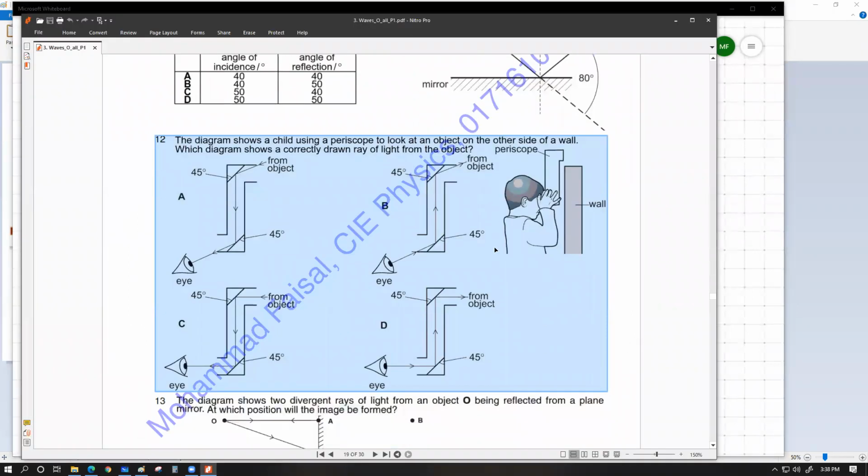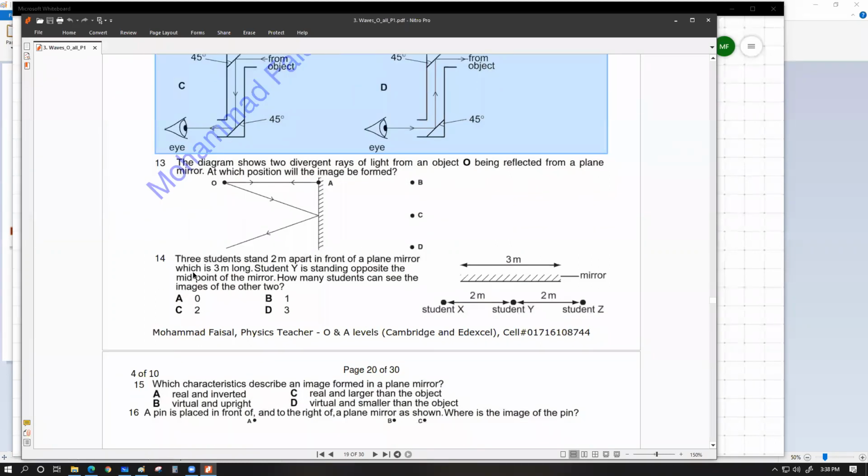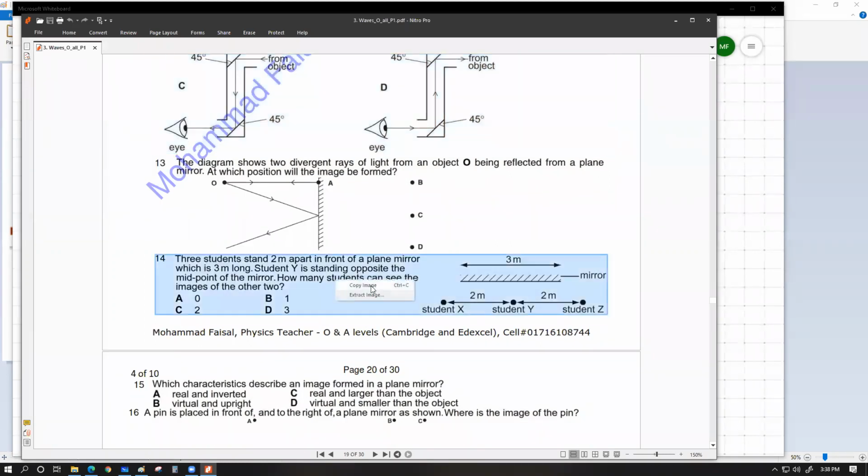Periscopes are actually pretty fun. Number 13 is something that you know how to deal with. I'm going to go for number 14. Question number 14, have a look at question number 14.